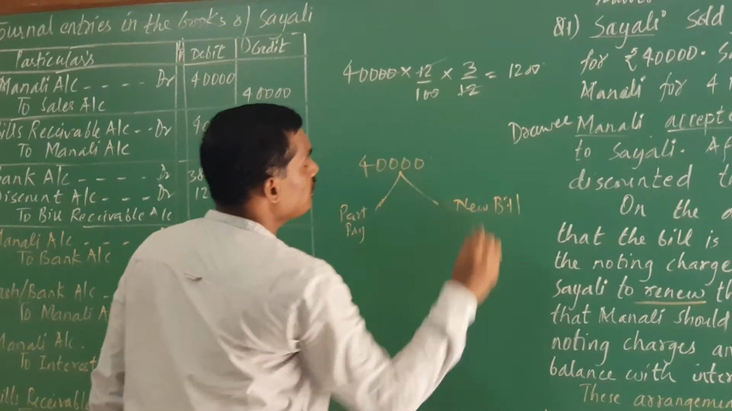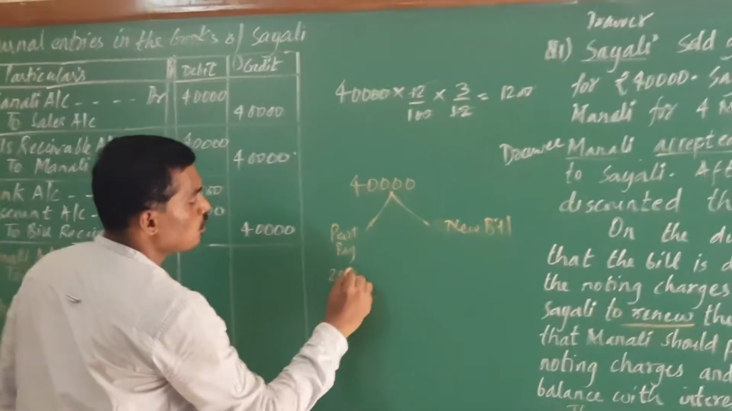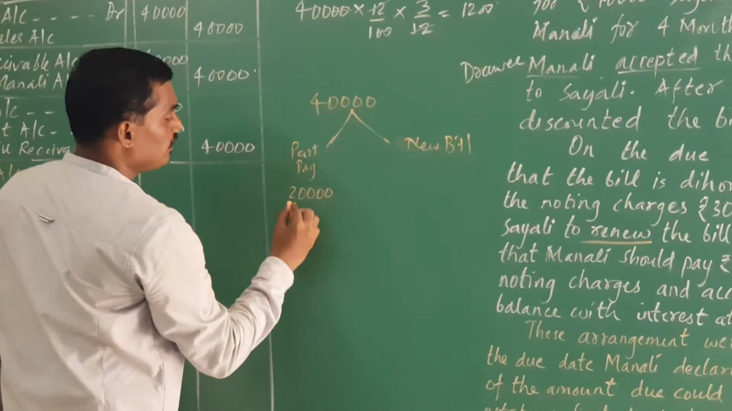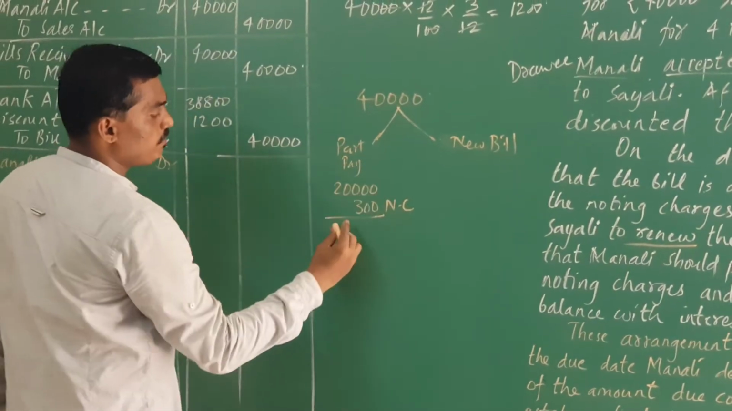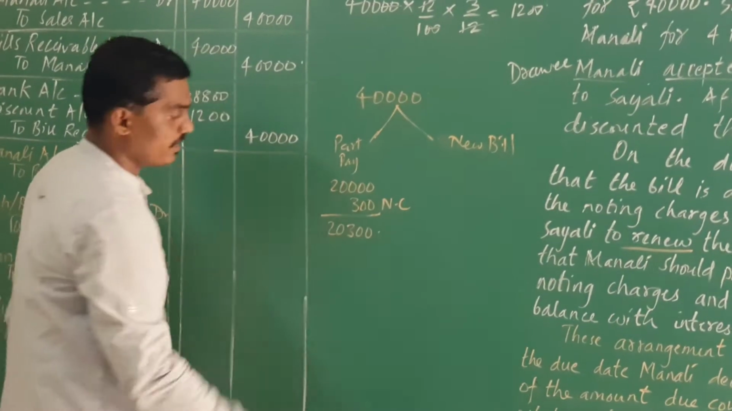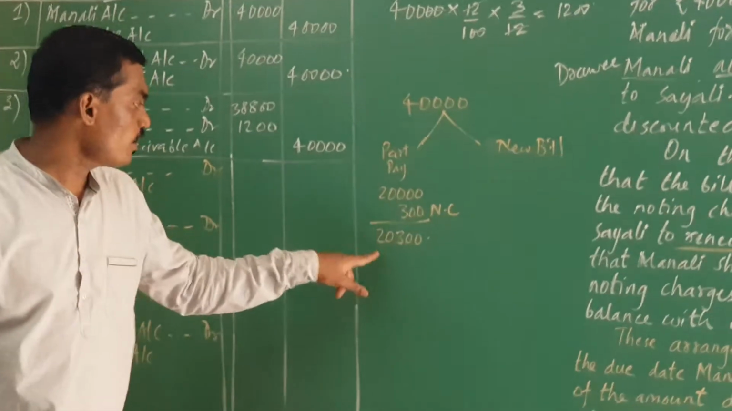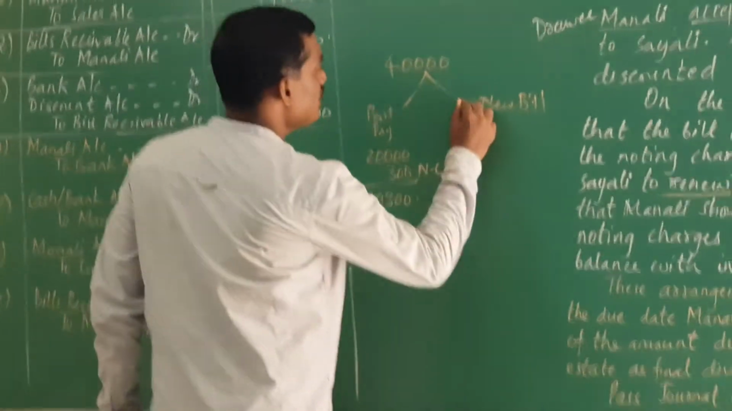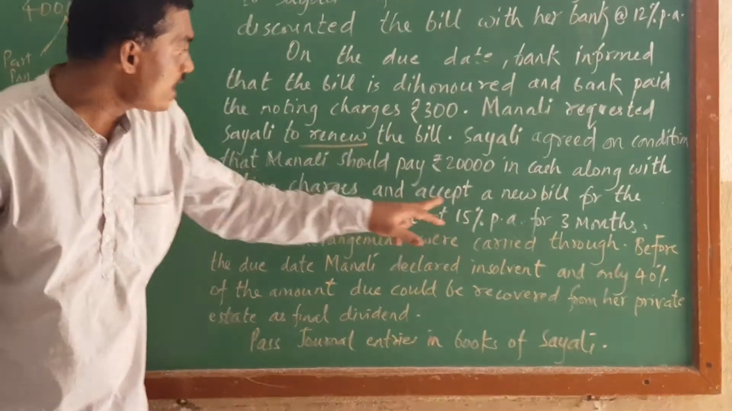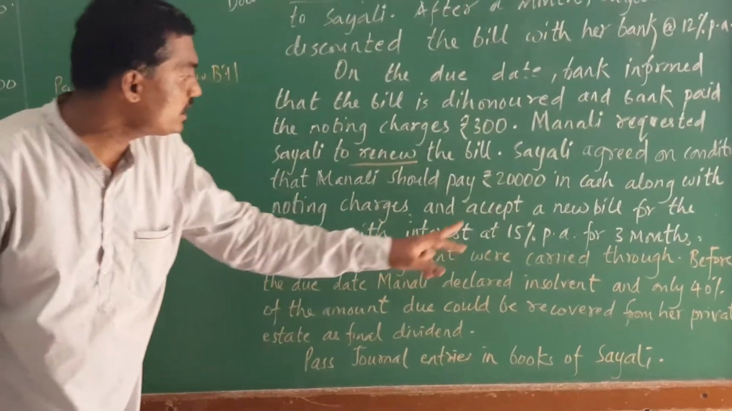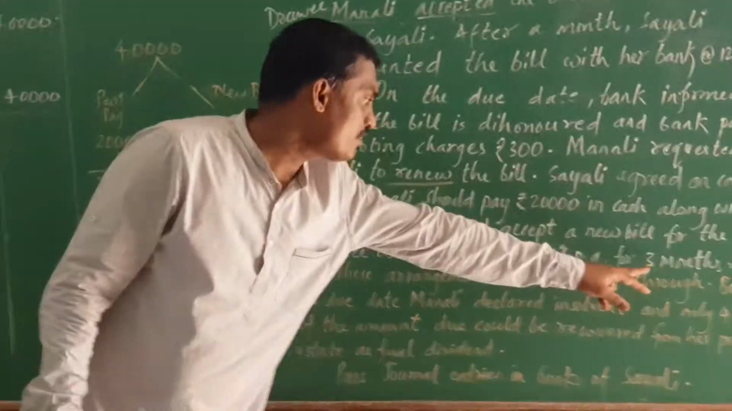So new bill. Here Manali is paying 20,000 along with interest with noting charges. So part payment is 20,300. Part payment is 20,000 plus noting charges, 20,300. And she accepts a new bill for the balance with interest at 15% per annum for 3 months.